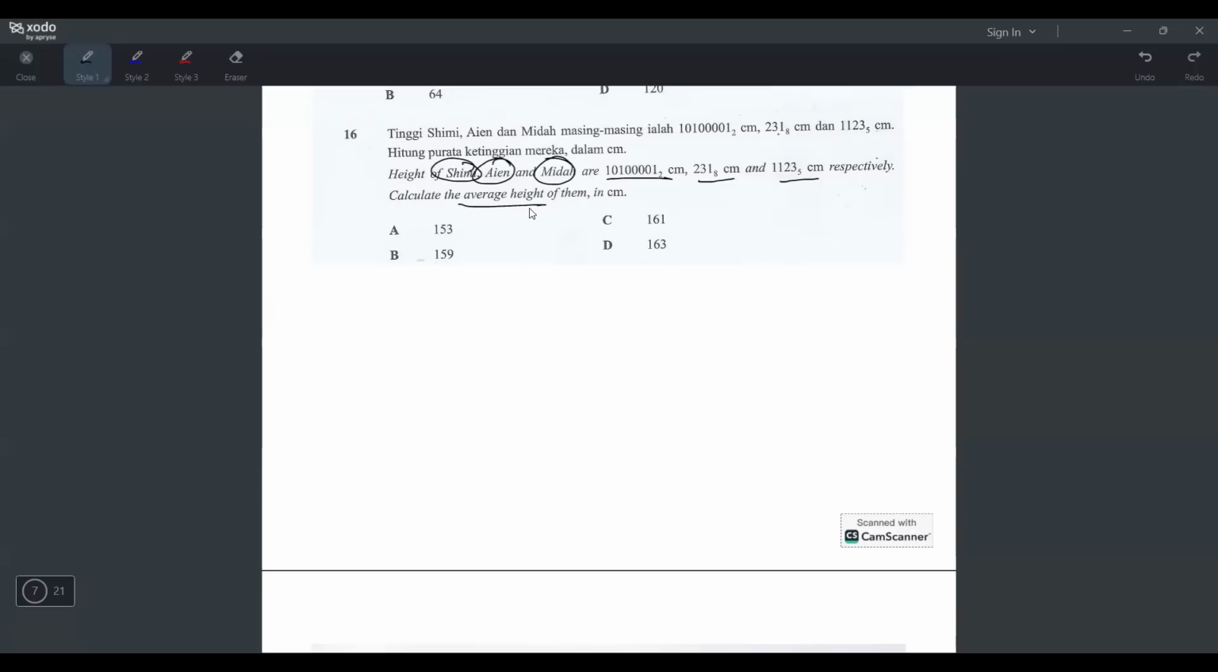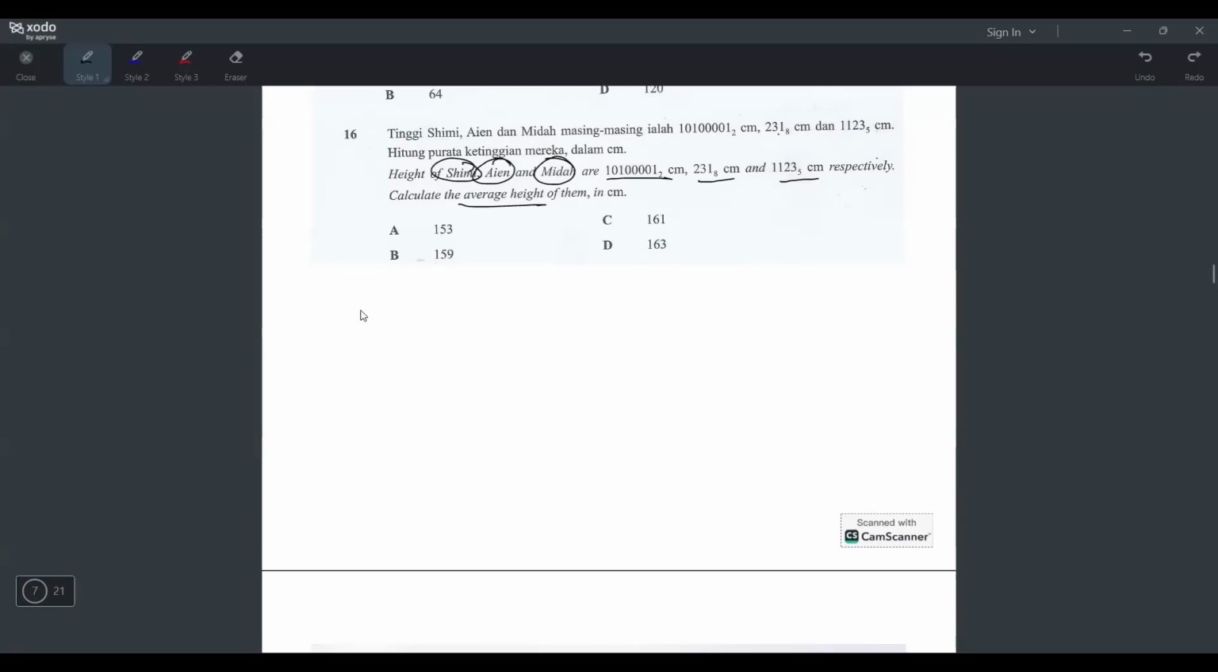So, how to find the average? First, you take all the heights, add everything, and then divide by 3. Okay, so take the total, then divide by 3 because there are 3 people. That's why divide by 3. But you cannot add them when the base is not the same. You cannot just press this in your calculator, plus this, plus this. Cannot. If the base is not the same, you cannot add or subtract two numbers.